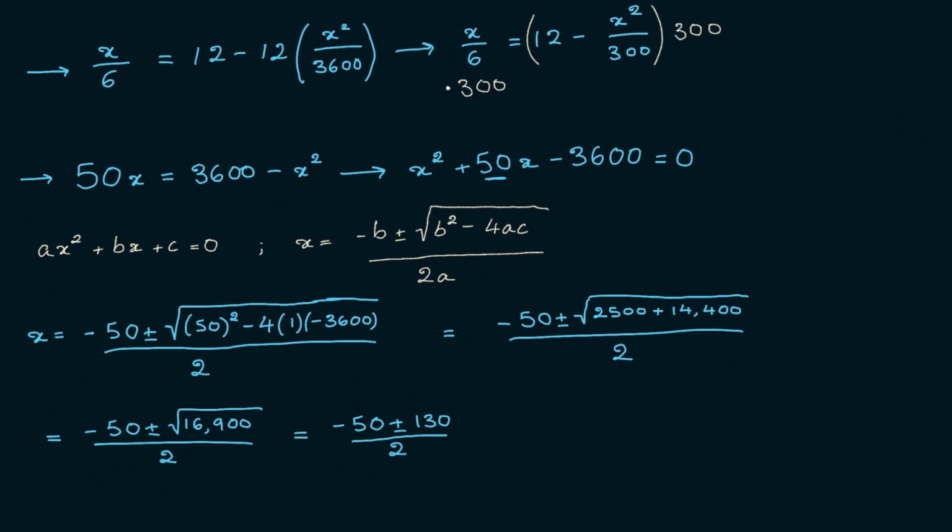However, we can only take one option. And since we're solving for x, which is the side length of a rectangle, we know that the length of a rectangle can't be negative, so we must take the positive answer. Therefore, x is equal to negative 50 plus 130 all over 2, which is 80 over 2, which is 40. And that's our answer.